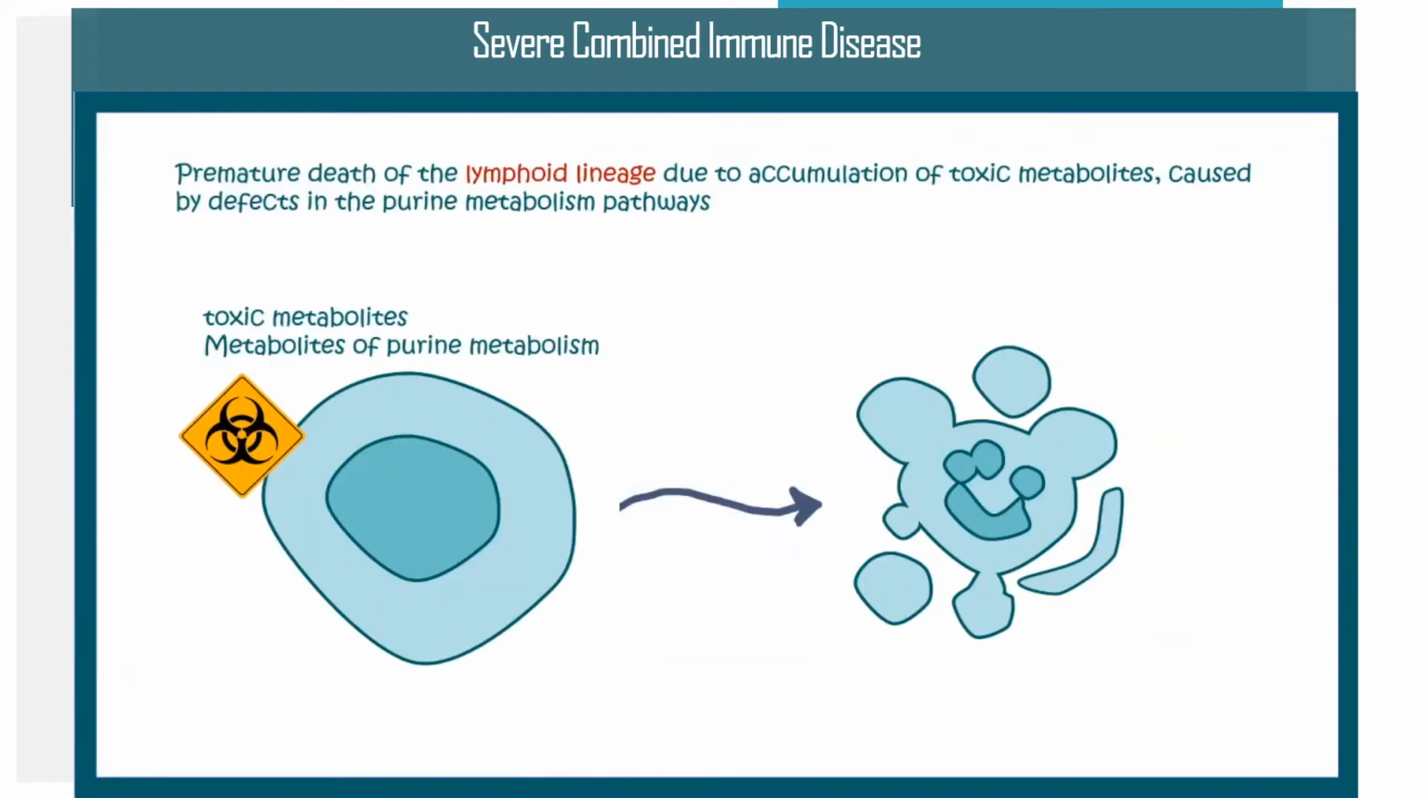Premature death of the lymphoid lineage is also reported in cases of SCID. In most cases, toxic metabolites of the purine biosynthetic system accumulate, which leads to destruction of these early or immature T cells.